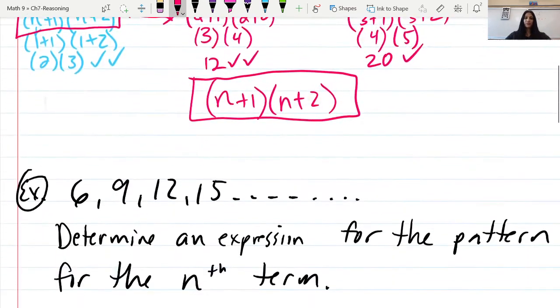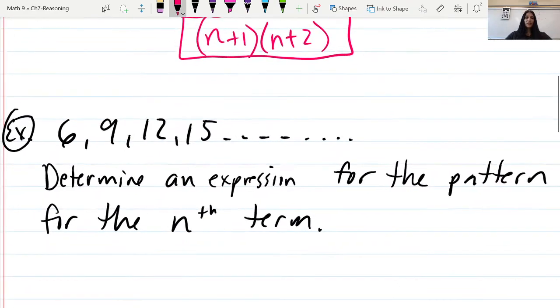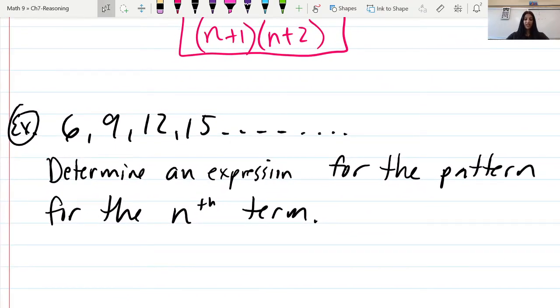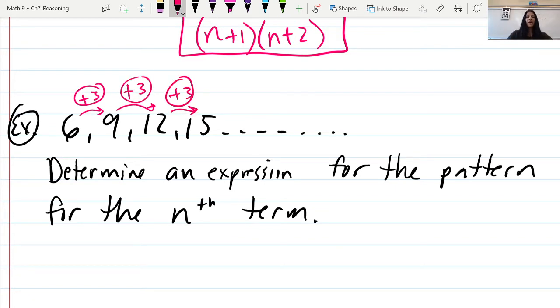Okay, so let's use a similar idea without diagrams this time. I just have a set of numbers, but I want to try to come up with a similar type of expression. I always start with this. I check to see what's the difference between these, because if it's the same, then I know what to do with this. This is plus 3. This is also plus 3. And this is also plus 3. So that's like my common difference.